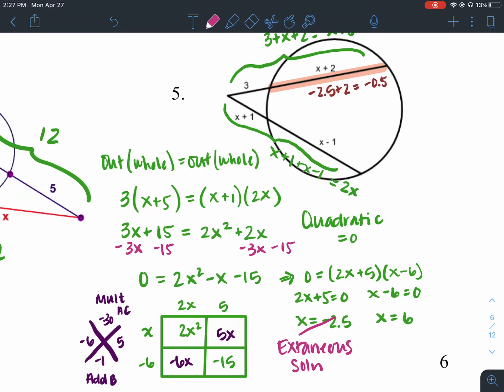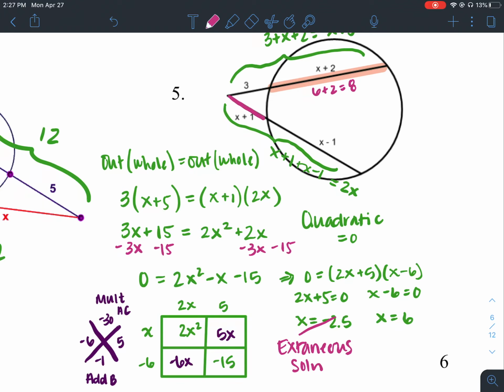I need to check my other one. I need to see if this picture is even possible, or if they're both extraneous, or if one of them works. So I tested that. Let's test the next one. If I test x equals 6, then that tells me this distance here is 8. I can have a distance that's 8. So it works for that one. I have to check my other ones though. It has to work for every place I have an x.